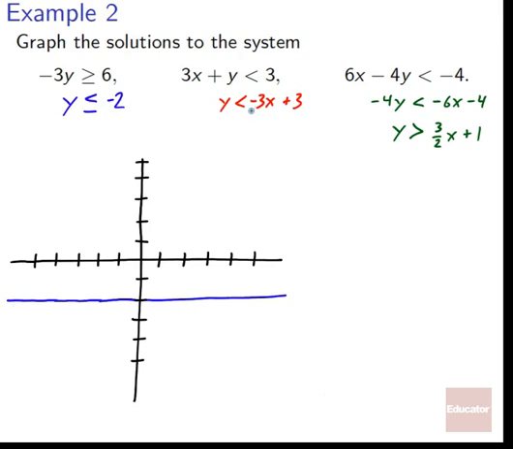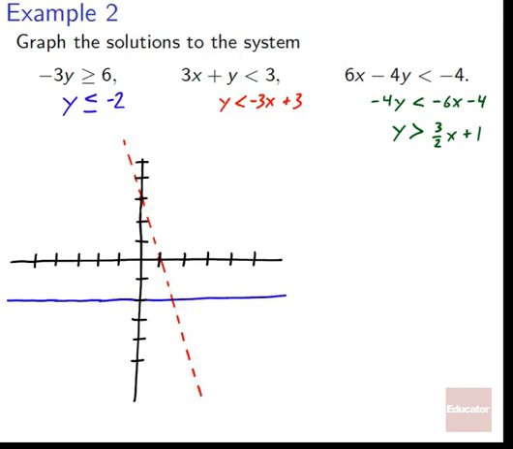Next up, the red one, y is less than negative 3x plus 3. So our first point is at the y-intercept of 3. If we go over one step, we will have our slope of negative 3 kick in. We'll go down 3. So we can draw this one in. Whoops. Should have had that be dashed because it was a less than, so it is strict. So I'll dash that with the eraser.